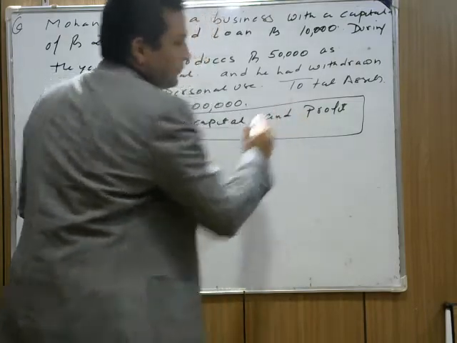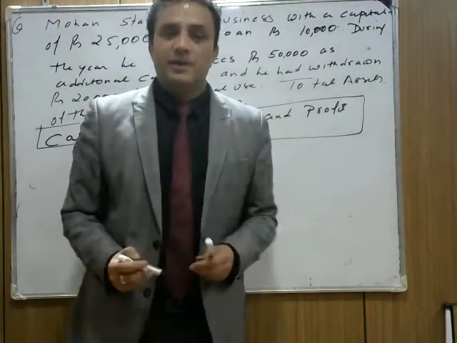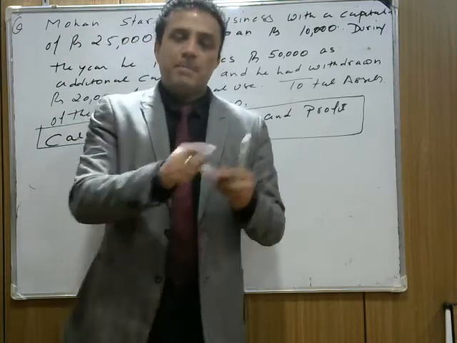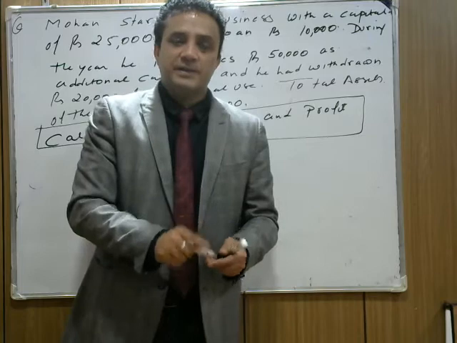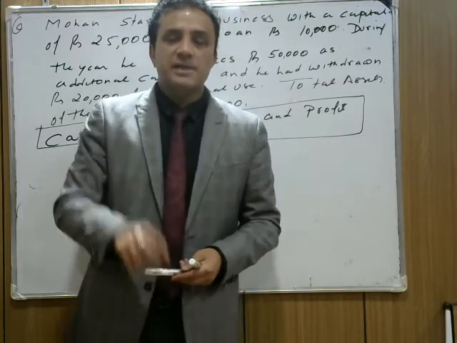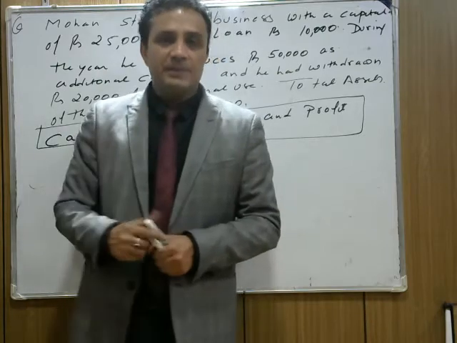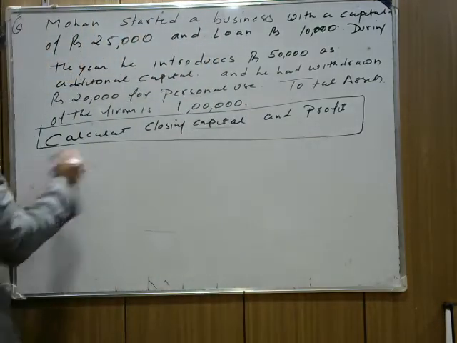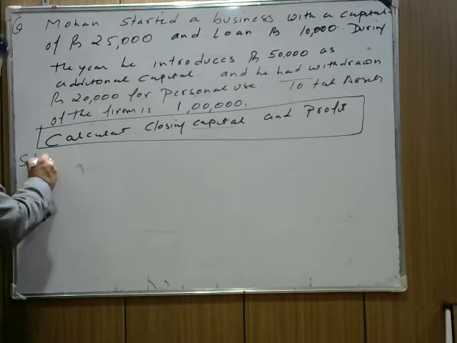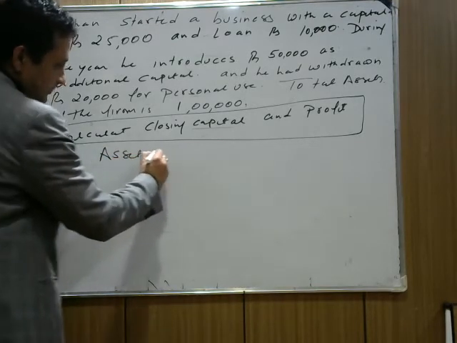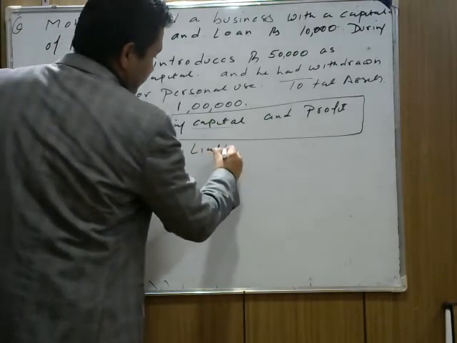Now listen to your question carefully. I gave you the formula earlier also. What is the equation? Opening capital plus additional capital minus drawings, add profit. If there is a loss, you need to subtract the loss. Then we find the closing capital and the accounting equation also: assets is equal to liabilities plus capital. From the accounting equation, we are doing the solution part. Understand it very carefully.